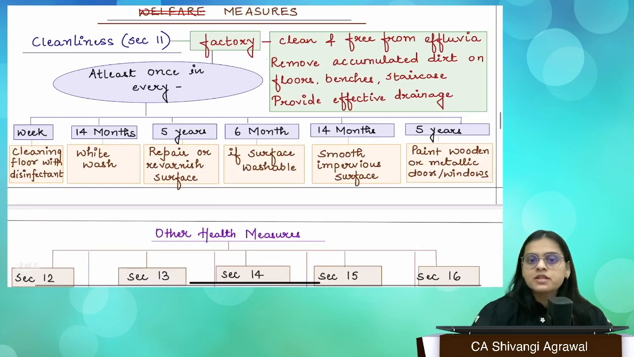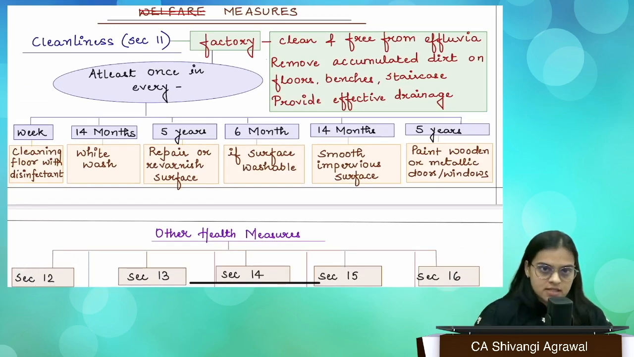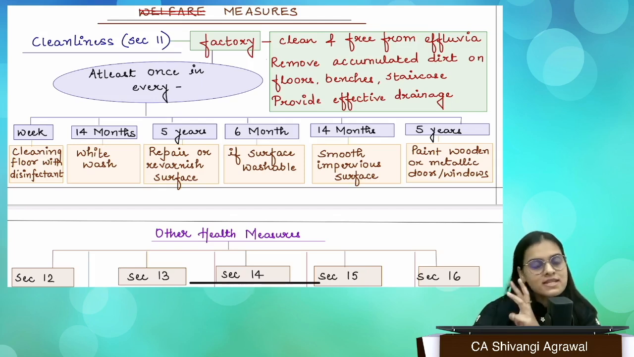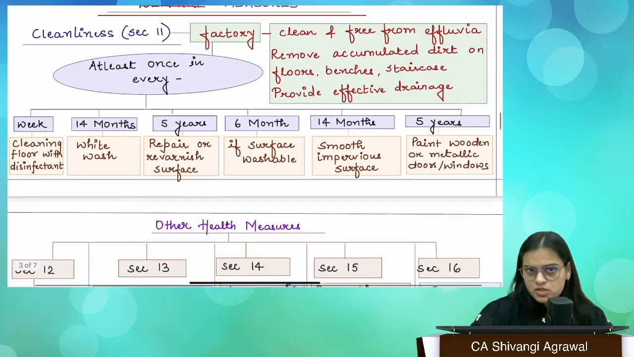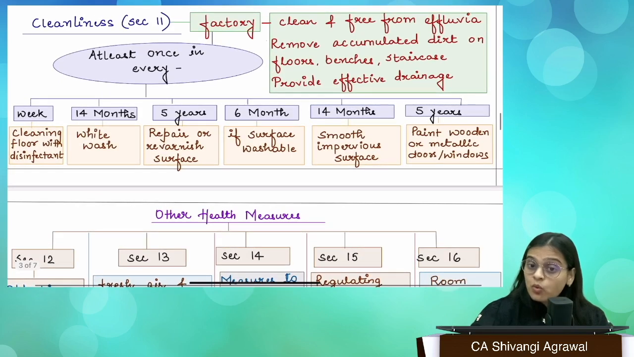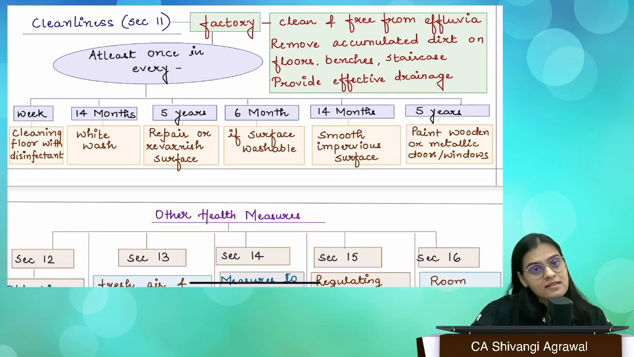Then we come to the health measures. Health is covered in Chapter 3 of the Act. So it talks about cleanliness, disposal of waste, ventilation, artificial humidification, overcrowding, lighting, dust, drinking water. So there are a lot, and we'll read them section by section. What is it talking about? Health measures. Health measures means what? To take care of the health aspect of all the workers.